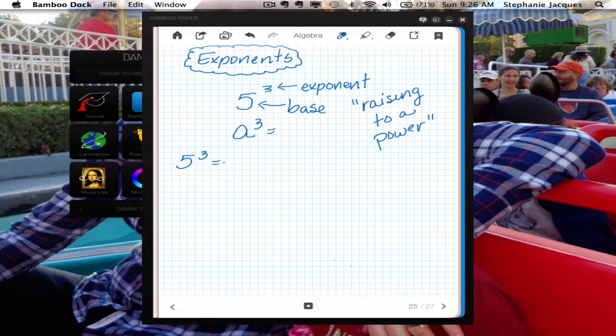And I'm going to do something called expanded notation. So I'm going to write it out. I'm going to pull it out, 5 times 5 times 5, because exponents just mean that you're multiplying this number by itself that many times. So I have 5 times 5 times 5, which gives me 3 of them. And then I know that that's going to be 125. So this area right here is called expanded notation.